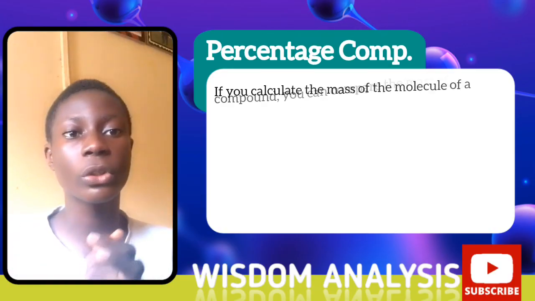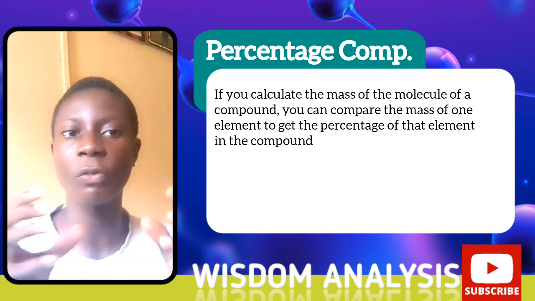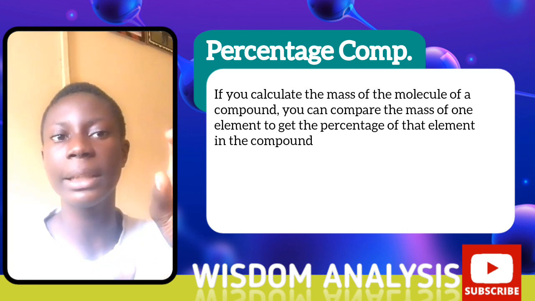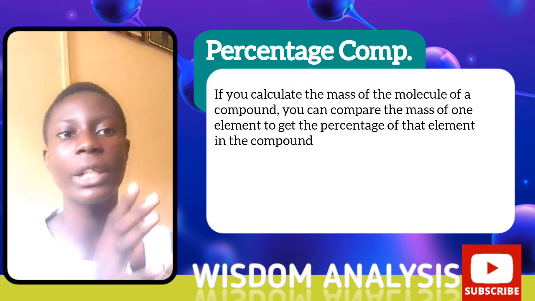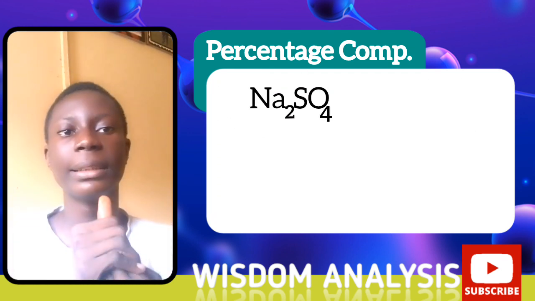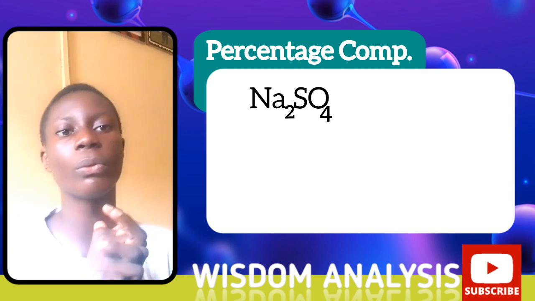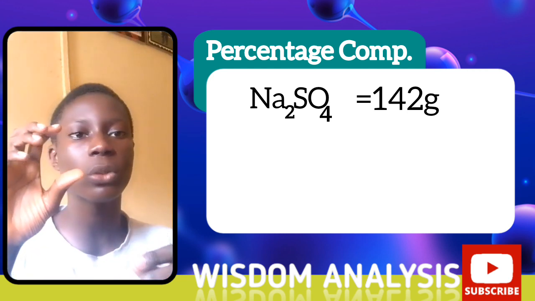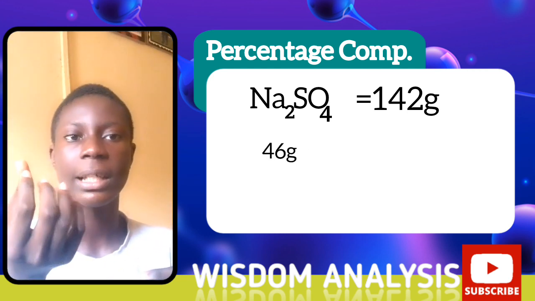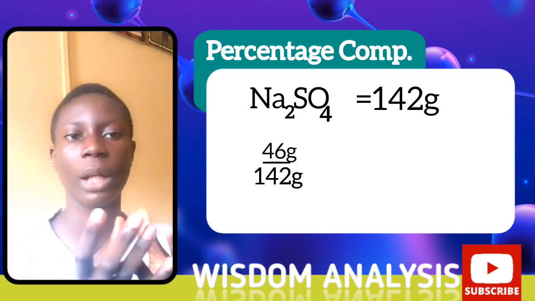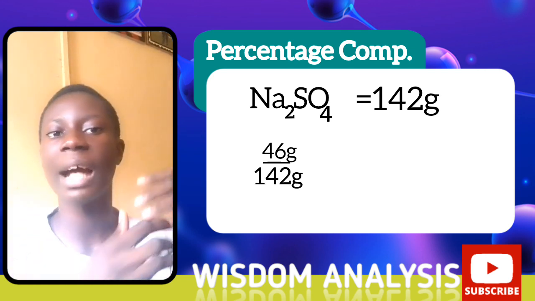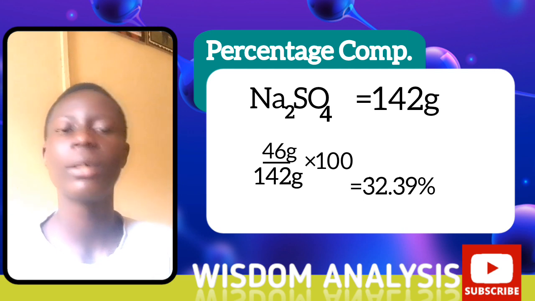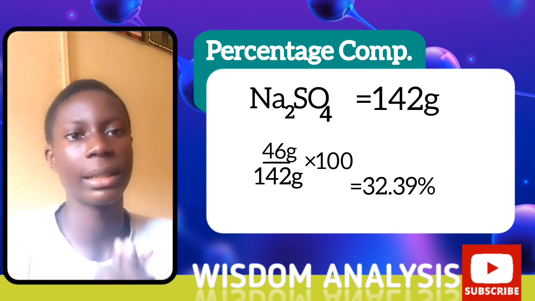So let's go to percentage composition by mass. If you calculate the total mass of a compound and then you compare it to the certain mass of an element in that compound, you can get the percentage of that element in that compound. Hope you get what I mean. So now from the sodium tetraoxosulfate(VI) that we used in the example of the relative molecular mass, we calculated the whole mass as this. So now the individual mass of sodium is 46. So we divide 46 by the total relative molecular mass, then multiply by 100. We have the percentage of sodium that is in that compound. So that's what percentage composition by mass is all about.